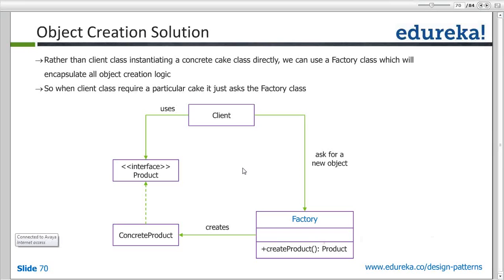If I use the terminology on the screen, the client is going to talk to the factory and say create product, and is going to use a product interface to use something called a concrete product. It is the factory that knows about the concrete product and creates it.